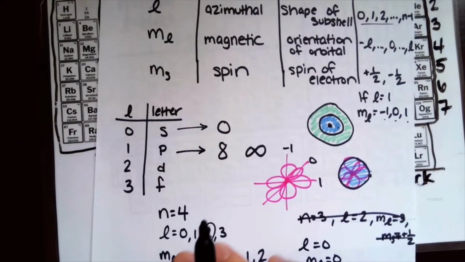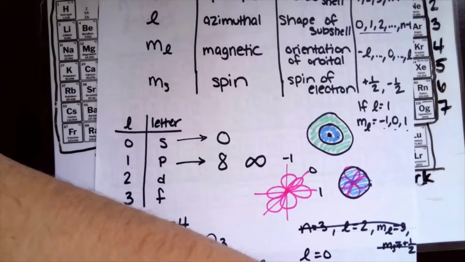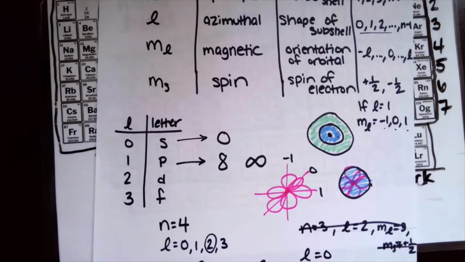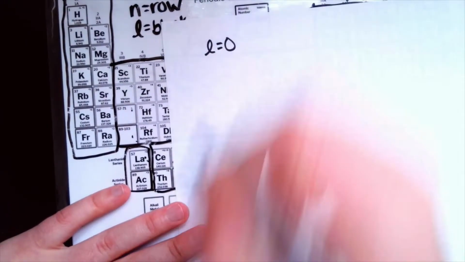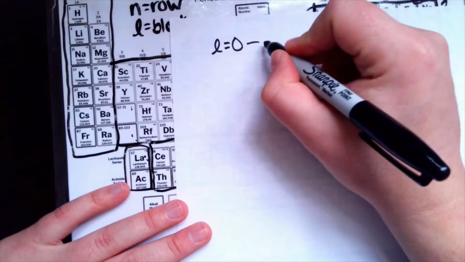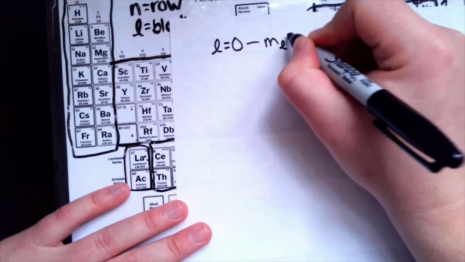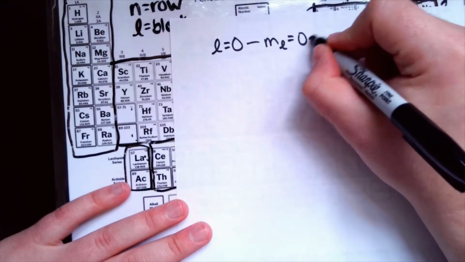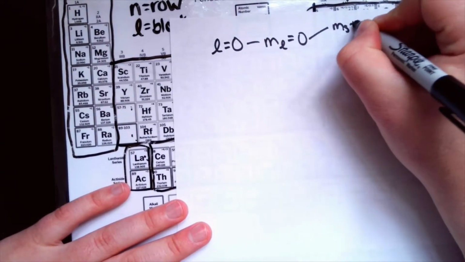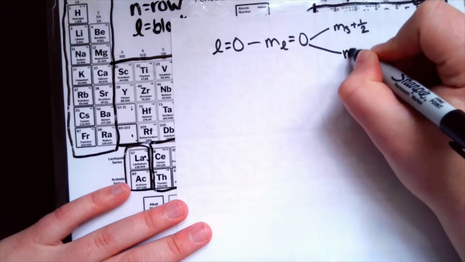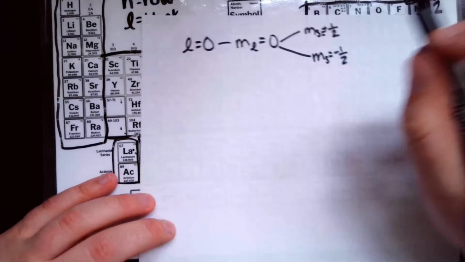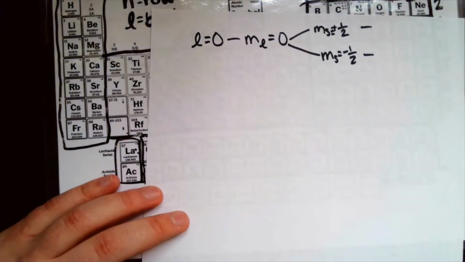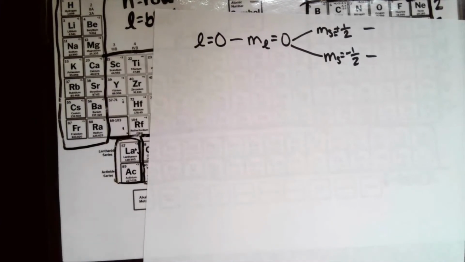So here, let me kind of draw this out a little bit to show it a little bit more. So let me grab another sheet of paper. So again, if an L value equals 0, m sub L can only equal 0, which means that it can have an m sub s of plus 1/2 or minus 1/2. So that means 1, 2. Only 2 electrons can exist if your L value is 0.